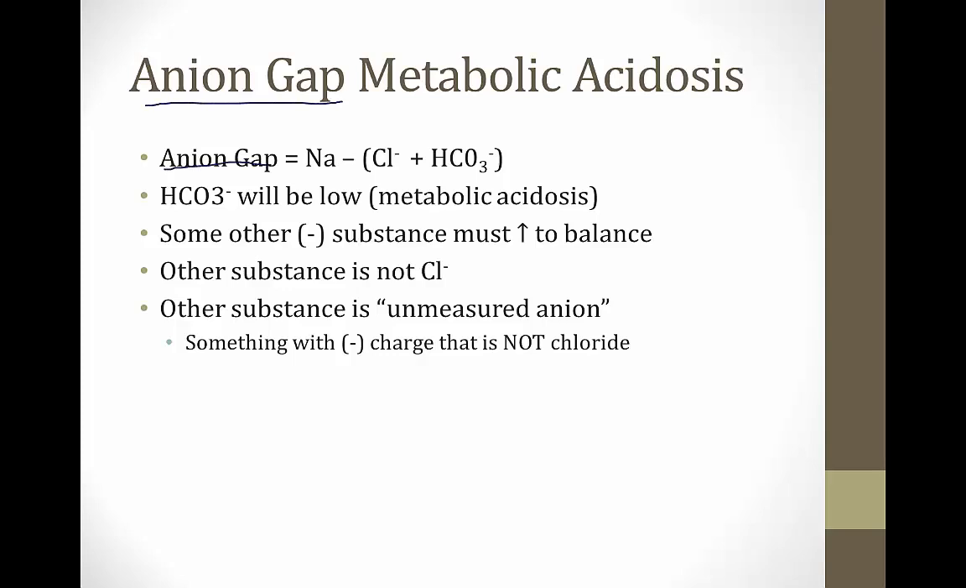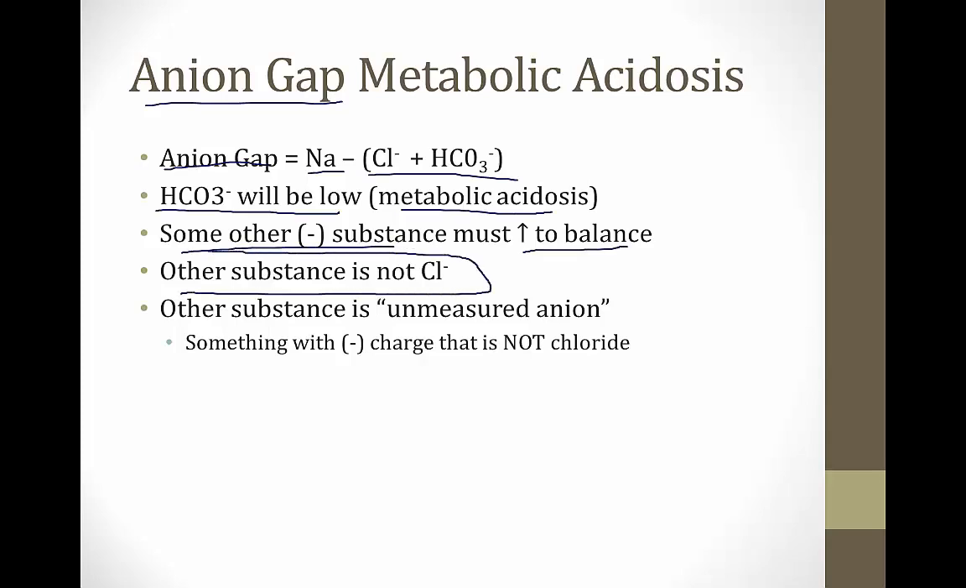So recall that the anion gap is sodium minus chloride plus bicarb. The bicarb is going to be low in a metabolic acidosis by definition, so some other negative substance has to increase to balance. The other substance is not chloride in these disorders. If the other substance was chloride, we'd have a normal anion gap. In the anion gap metabolic acid-base problems, the other substance is an unmeasured anion. It's something with a negative charge that is not chloride and therefore is not counted in the anion gap equation.